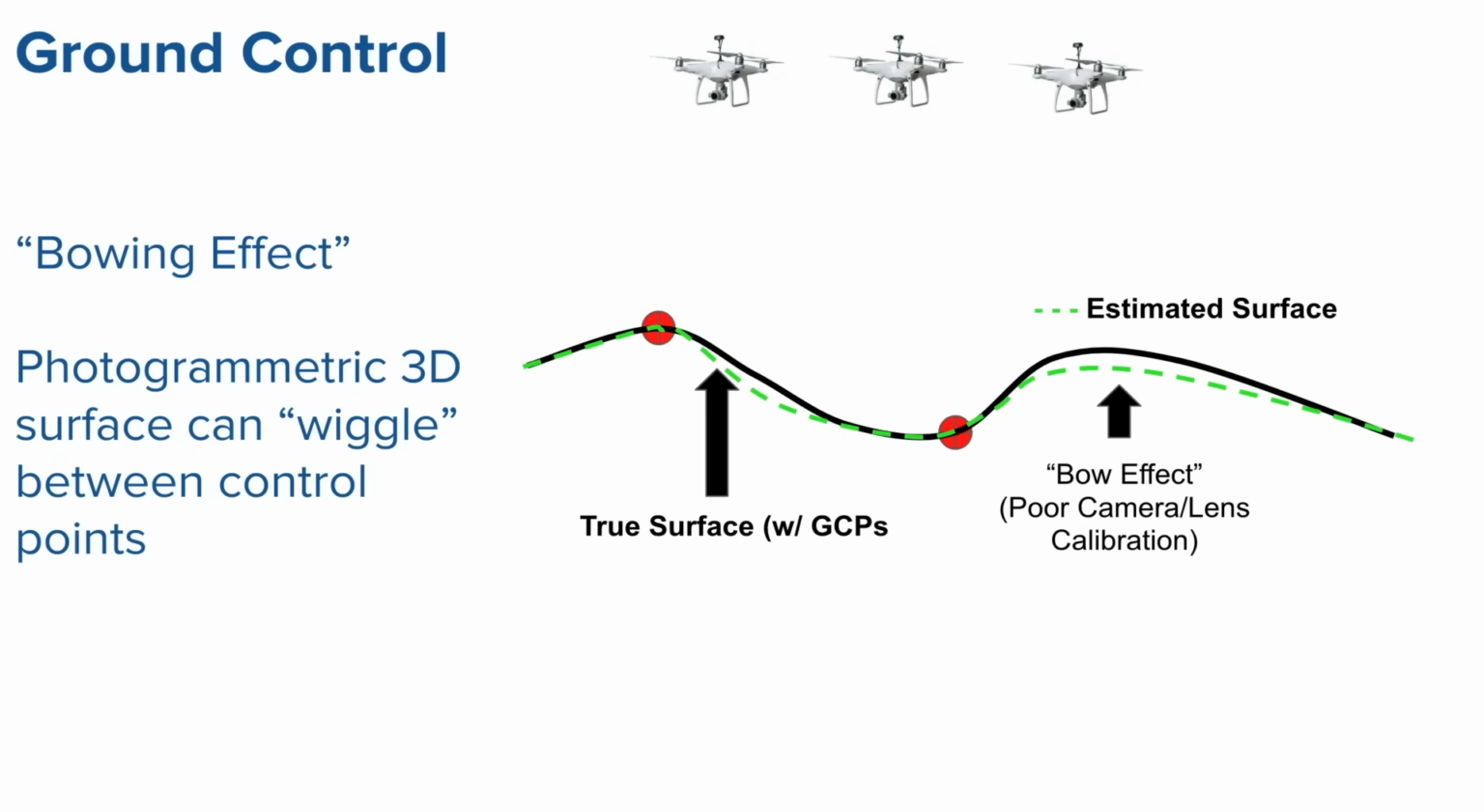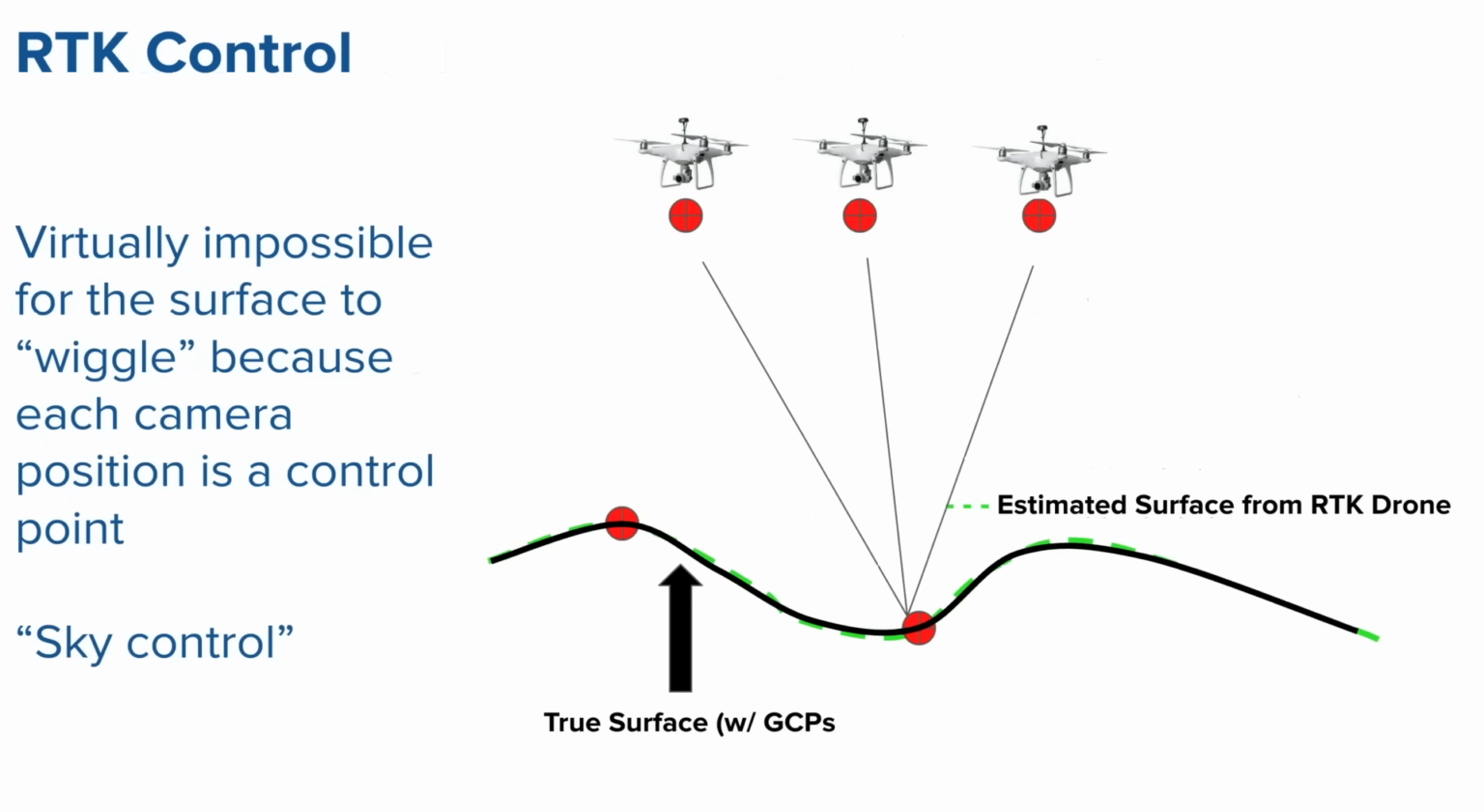In this slide, the green surface is what I've estimated with photogrammetry, and the black surface is my true ground surface. This comes up for a variety of reasons. Poor camera or lens calibration is a great example. If you're dealing with a very flat scene, like a field, for example, something that has very little vertical relief, you can often see this drift if your ground control points are spaced too far apart.